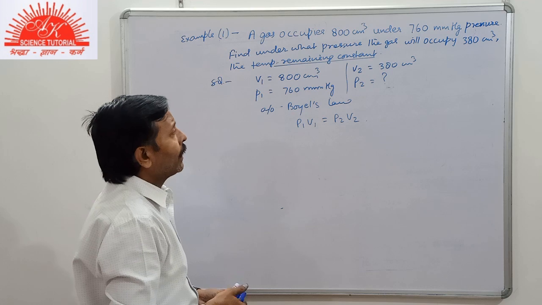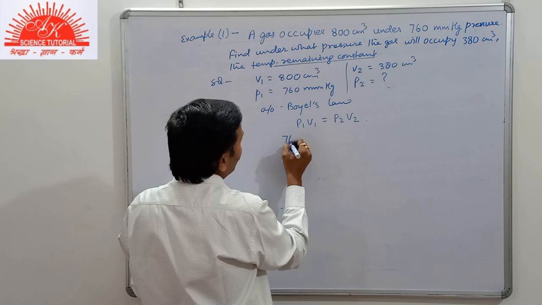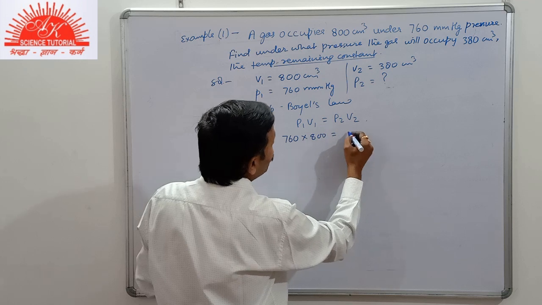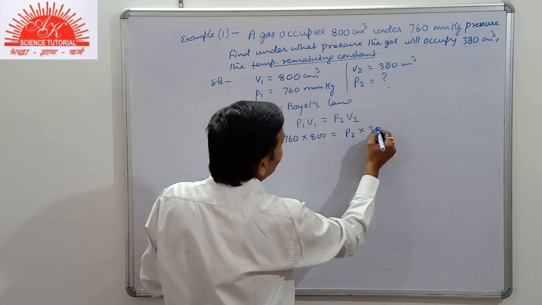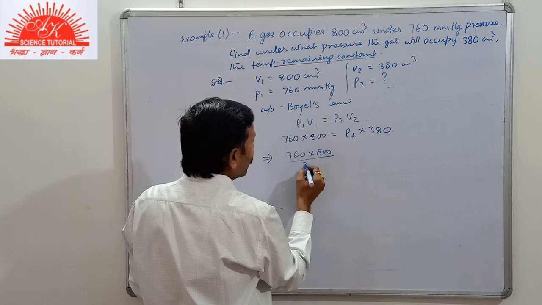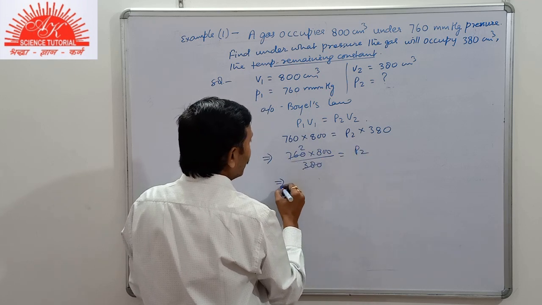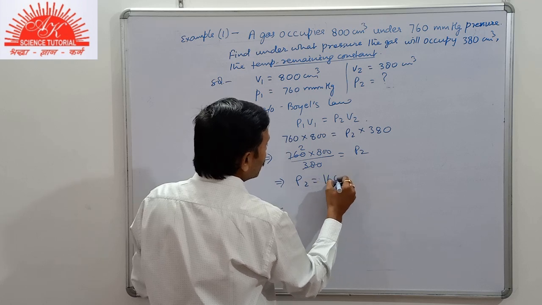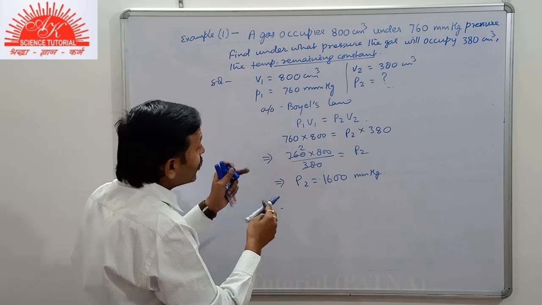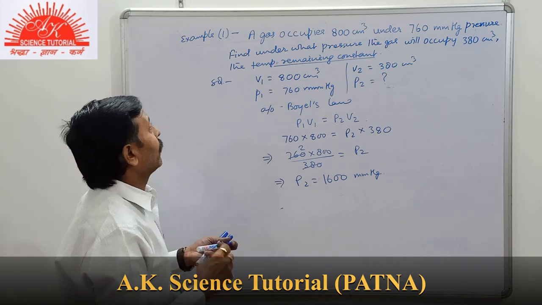Now you will put the data here and then you will solve the problem. So according to this one here, 760 into 800 is equal to P2 into 380. Therefore 760 into 800 by 380 is equal to P2. Hence this is twice, that is P2 is equal to 1600 mmHg. So in this way we have solved this problem. Now there will be another example.